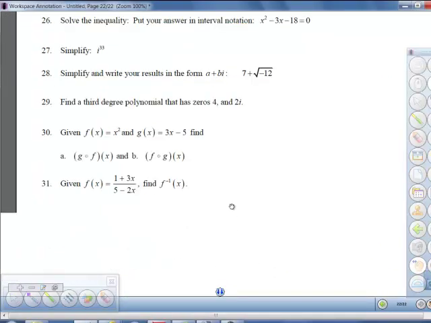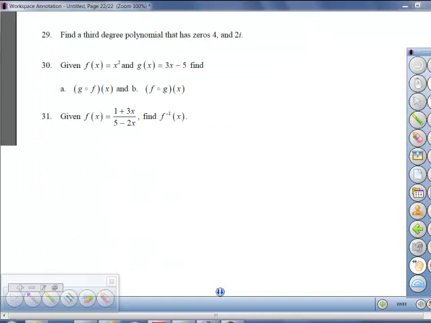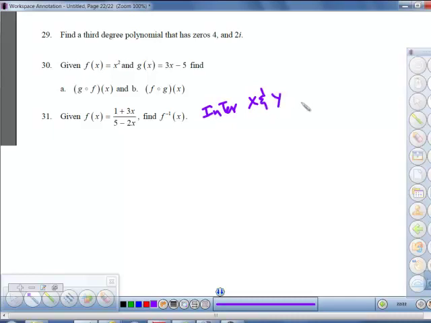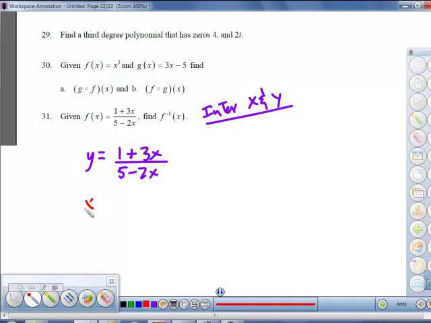Okay, inverse. To find the inverse, that means just interchange x and y. Okay? Now, even though that sounds easy, for this one it's not going to be that easy. Another way of writing f of x is putting a y here. So I have 1 plus 3x divided by 5 minus 2x. So I'm going to interchange the x and the y. Everywhere I see a y, I'm going to put an x. And everywhere I see an x, I'm going to put a y.